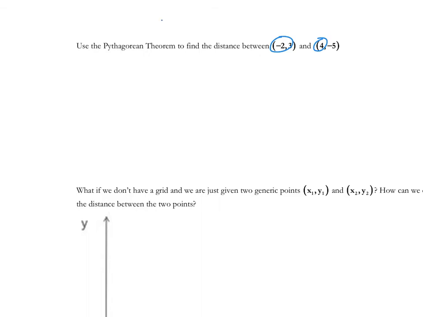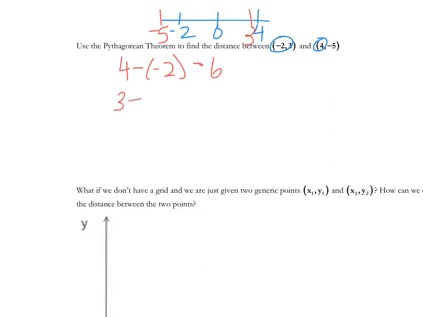If I'm starting at -2 and I'm going to 4, that is a space of 6. So algebraically, that would be 4 minus a -2, which is 6. Okay. And then same thing for the y's. If we have -5 here and we have 3 here, that's 3 minus a -5, which is 8.